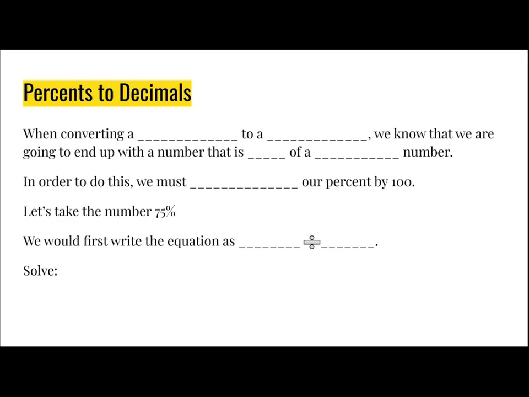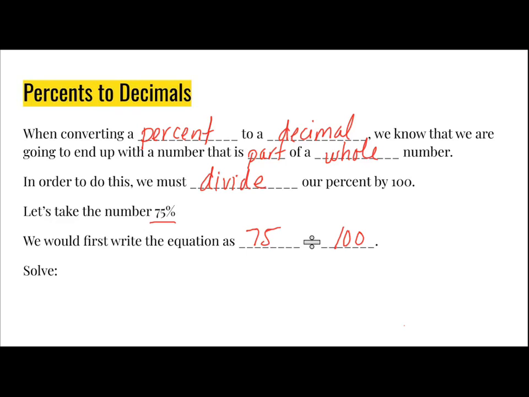All right, so let's now look the other way. Let's look at how to convert a percent to a decimal. So we know that we're going to end up with a number that is part of a whole number, right? Because we're going to end up with a decimal, which is part of a whole. So in order to do this, we know that we have to divide. So we are going to divide our percent by 100. So if we look at the number 75%, this would mean 75 divided by 100.